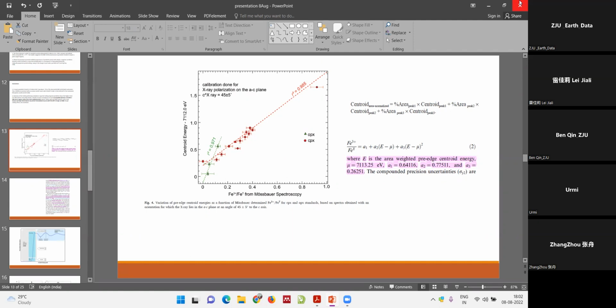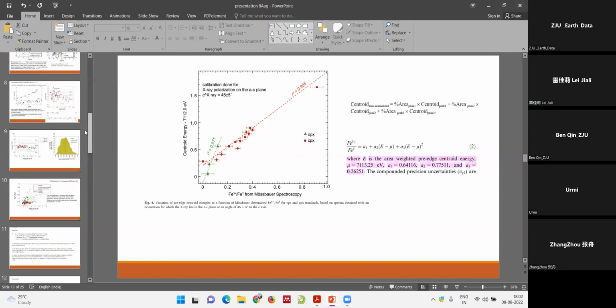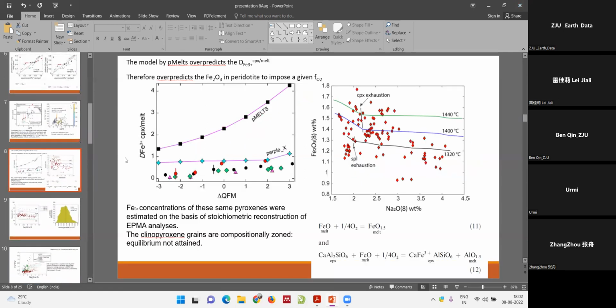Could you go to the slide that has the pMELTS and Perple_X modeling? This one? I think slide 8. Yeah, so this is for the pMELTS and the Perple_X.